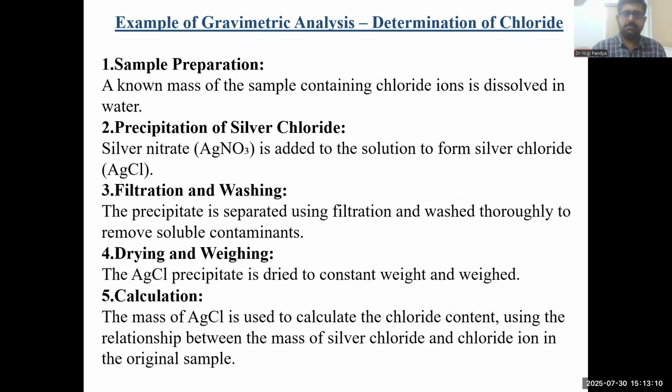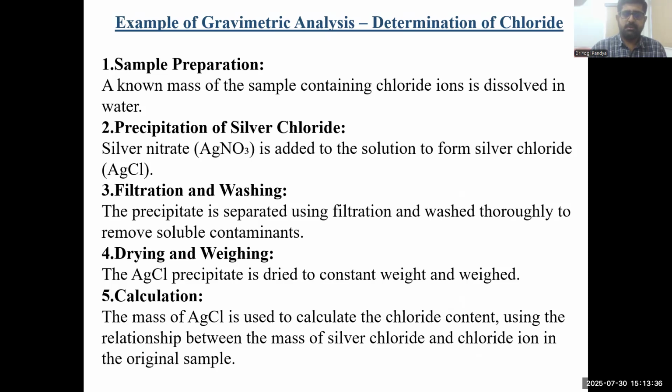Then some examples of gravimetric analysis. First, we already discussed that chloride ions can be mostly present in the water, so they can be precipitated out in the form of AgCl, right? And that can be analyzed easily by reacting with the reagent, it will form insoluble silver chloride precipitate. Later on, it is filtered out, right?